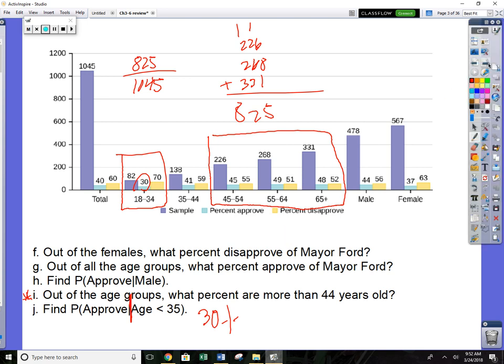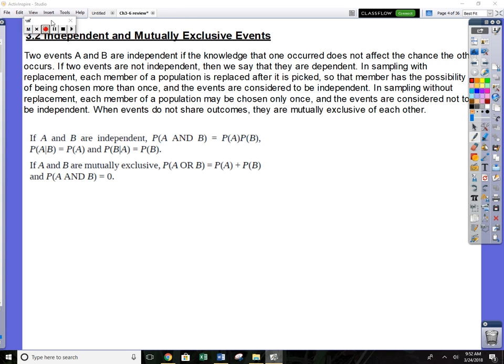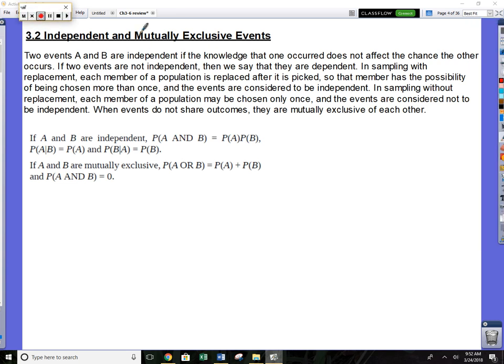Okay, that was 3-1. Now 3-2, we introduce independence and the idea of mutually exclusive. So read through this, and there are 3 ways to test for independence, and they're all right here. So I'd maybe put this in your notes. Here's how you test for independence. And they are independent if any one of these 3 works. So mutually exclusive, they cannot exist at the same time. They cannot have any overlap, no intersection. So their intersection has got to be 0.